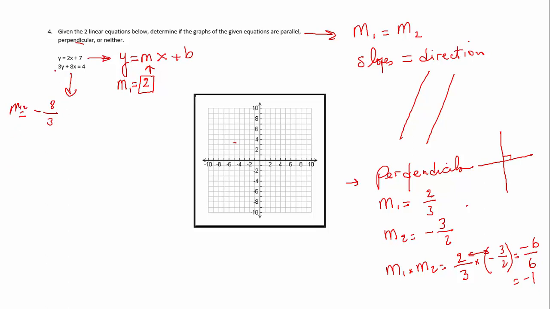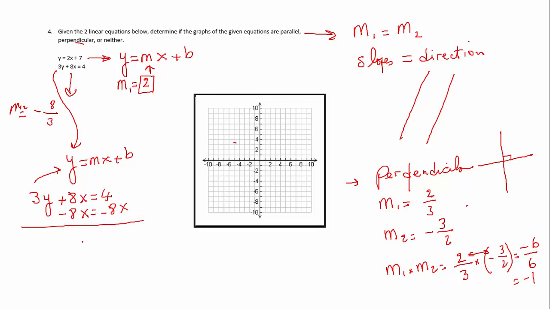Okay, we can also change this equation to y equals mx plus b. Let's do that. So given 3y plus 8x equals 4, I want to write this equation in this format. So the first thing I want to do, I want to subtract 8x from both sides. This is called the addition principle. So notice that plus 8x minus 8x would be 0. So I have 3y plus 0. I don't have to write 0. This is negative 8x plus 4.